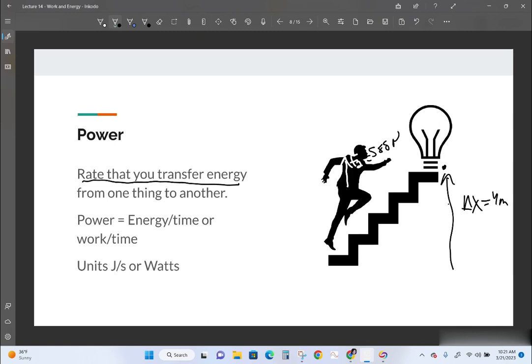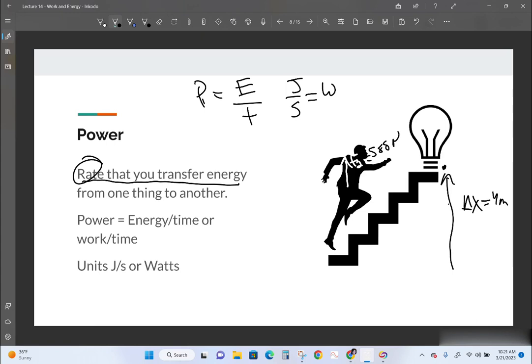Power is the amount of energy that you transfer from one type to another type over time. It's the rate that you transfer energy to another. And it's going to be measured in joules per second or watts.